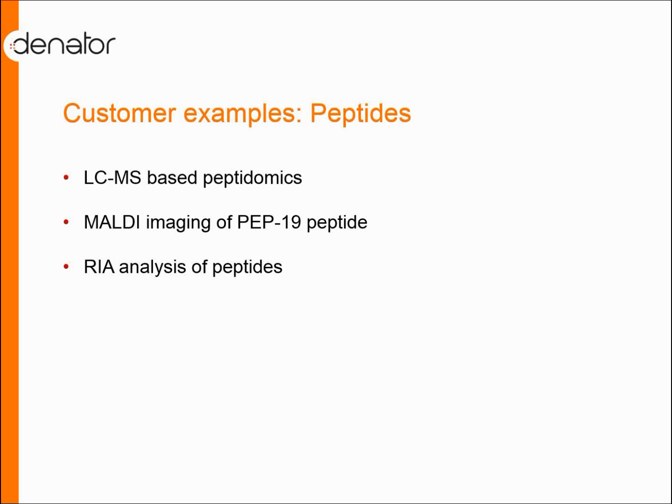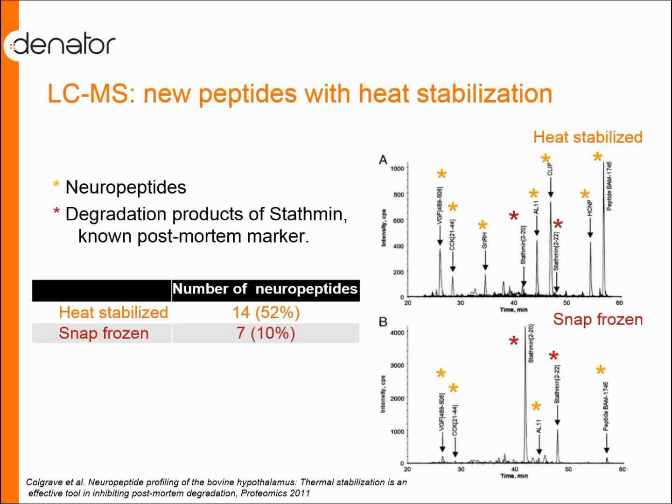Starting out with the customer examples on peptides, I have 3 examples. First, an ordinary peptidomics approach, LCMS based, and then there's a multi-imaging of a specific peptide, PEP19, and then there's an example of radioimmunoassay analysis of 3 peptides. And so, looking at the first peptide example, what we see here is the LC trace of peptides being extracted, so that low molecular weight peptides extracted from bovine hypothalamus.